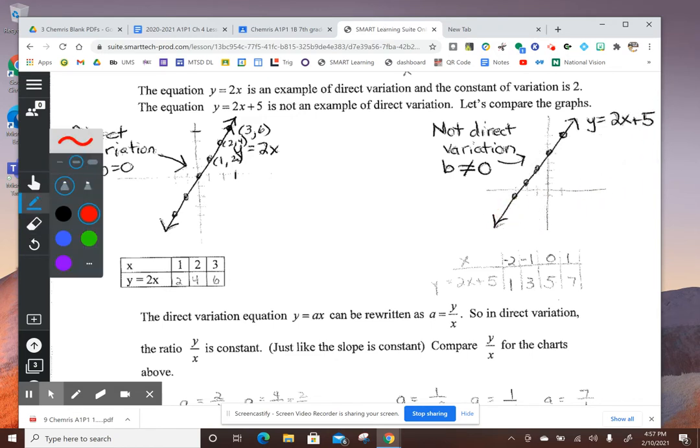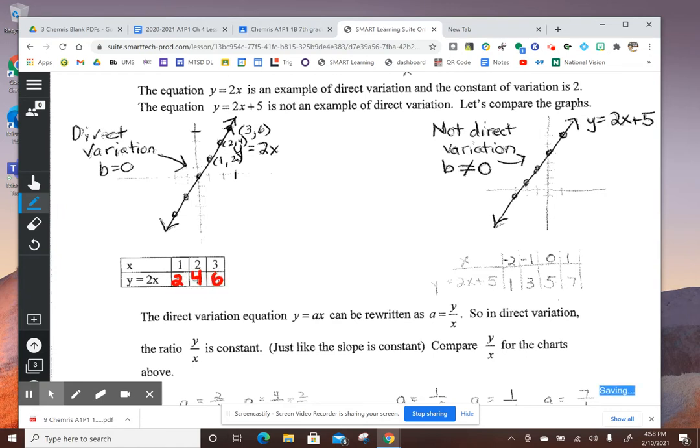So here, if we write y equals 2x and we let x equal 1, we know y is 2. When x is 2, y is 4. When x is 3, y is 6. So we're going to look at this chart and see, I wonder if without graphing it and just by looking at the chart, we can tell if this is direct variation.